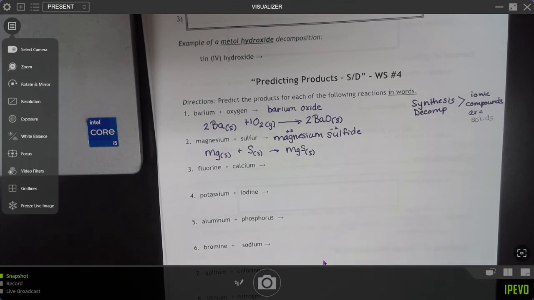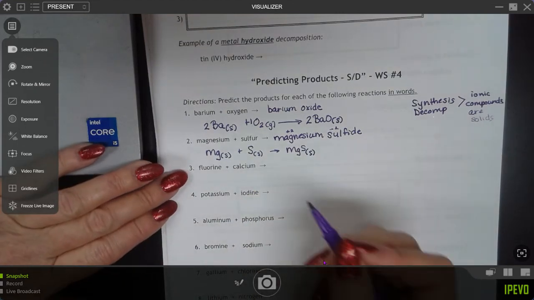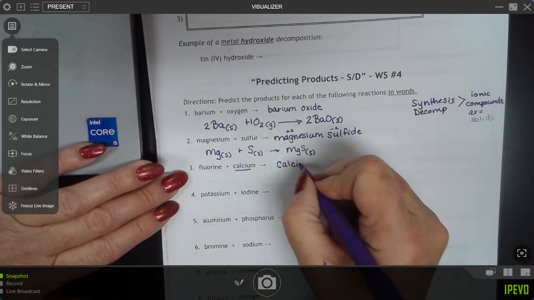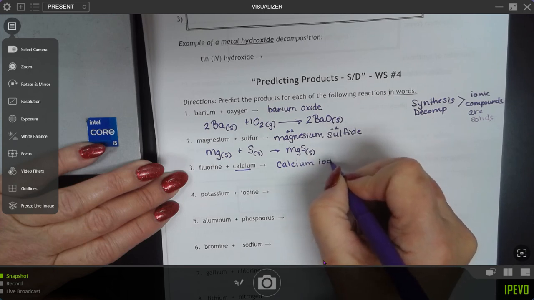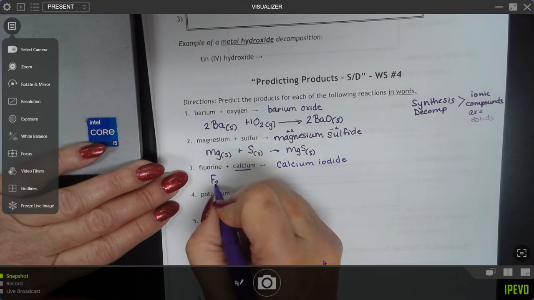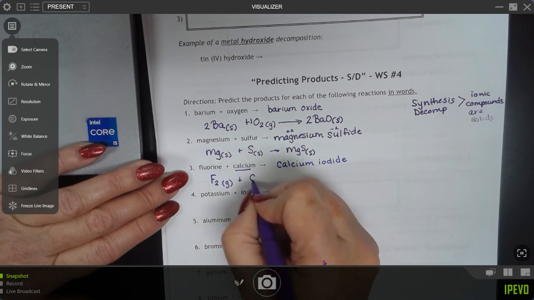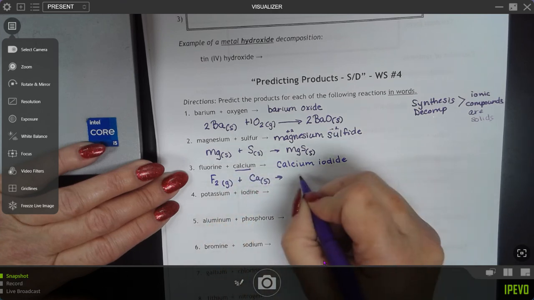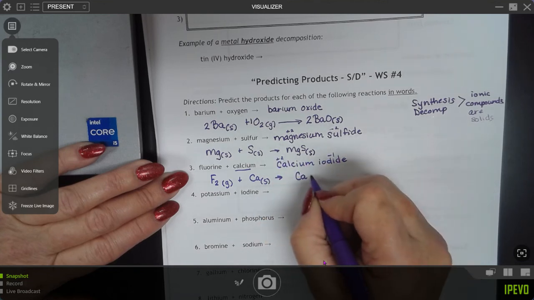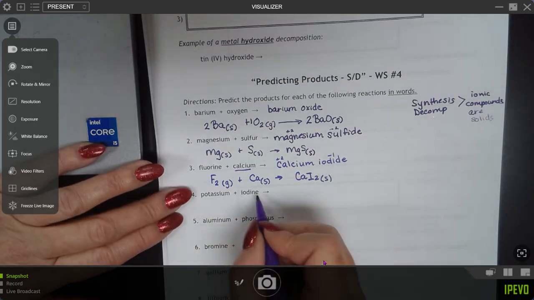All right, next we have fluorine plus calcium. This is done to kind of trick you up. You have to remember calcium here is the metal, so calcium is going to go first. So calcium iodide, changing the ending to IDE. We have fluorine, which is one of the Haber-Finkel 7, the diatomic elements. It's a gas, plus calcium solid, combines to produce Ca. Calcium is +2, iodide is -1. So CaI2.